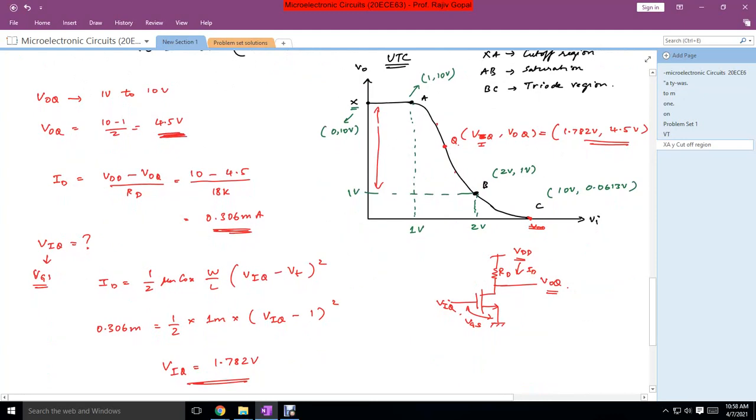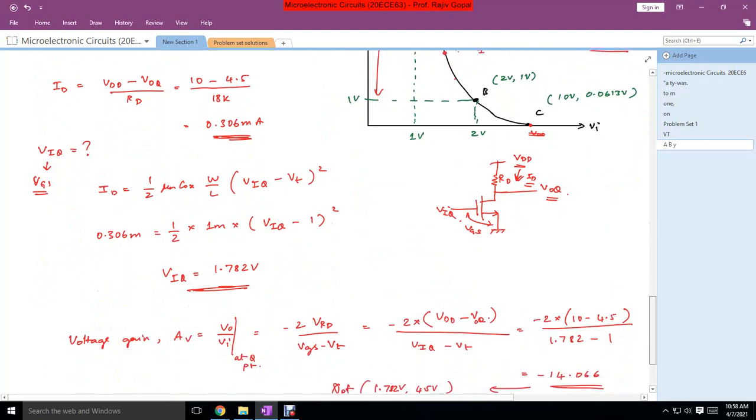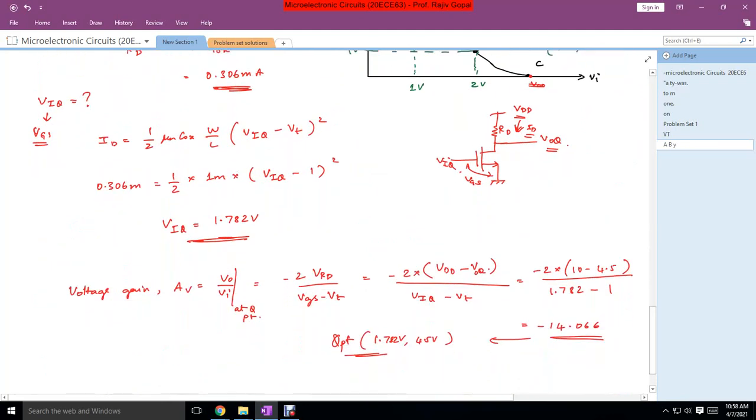Again, from VOQ of 4.5 volts, I have to find the drain current. From the drain current I have to find VIQ. So I get the Q point in the VTC curve. Then finally the voltage gain. Use this formula: minus 2 VRD by VGS minus VT.